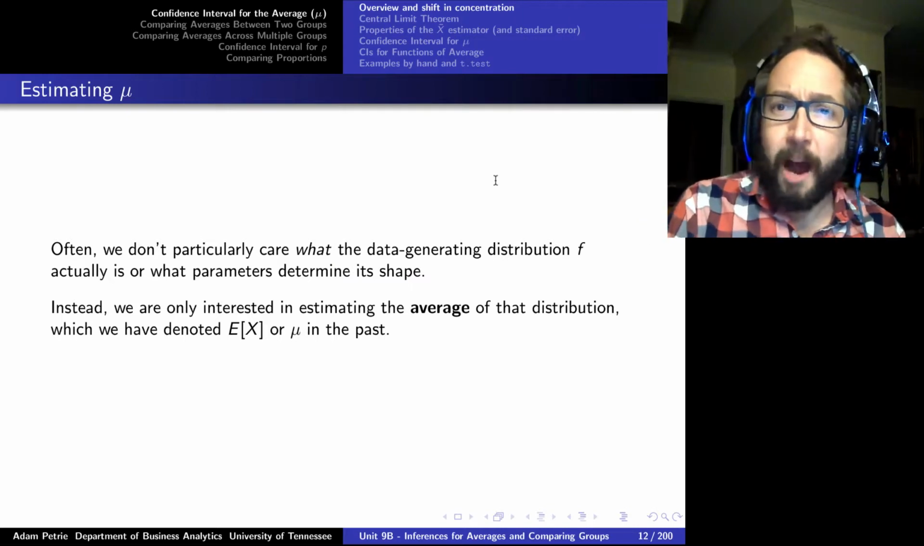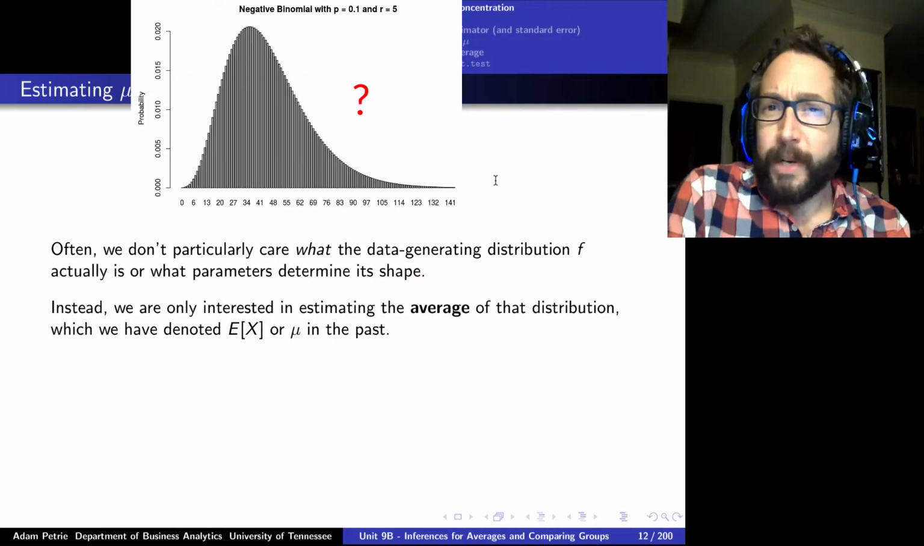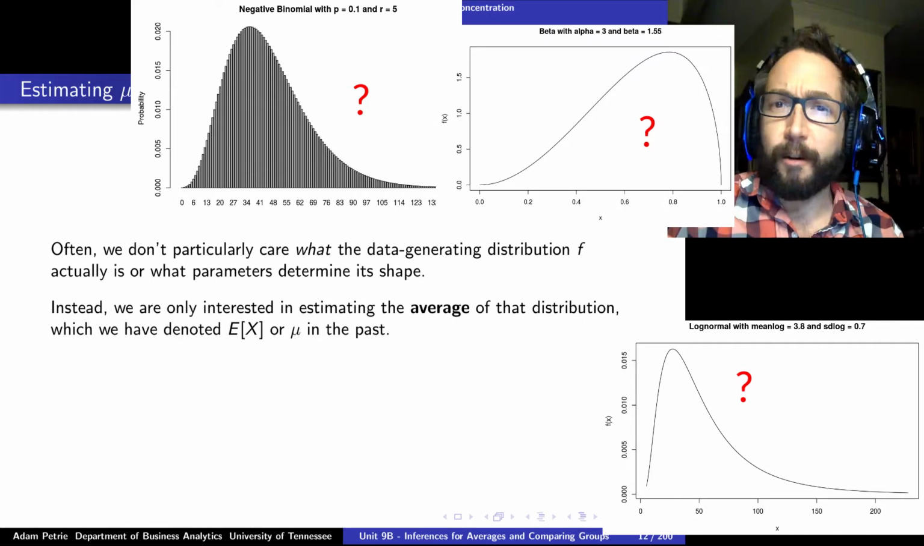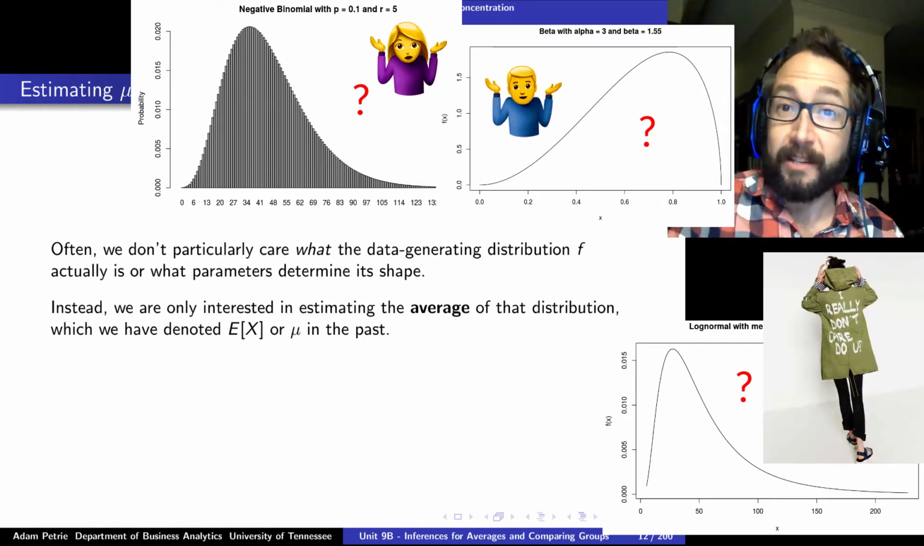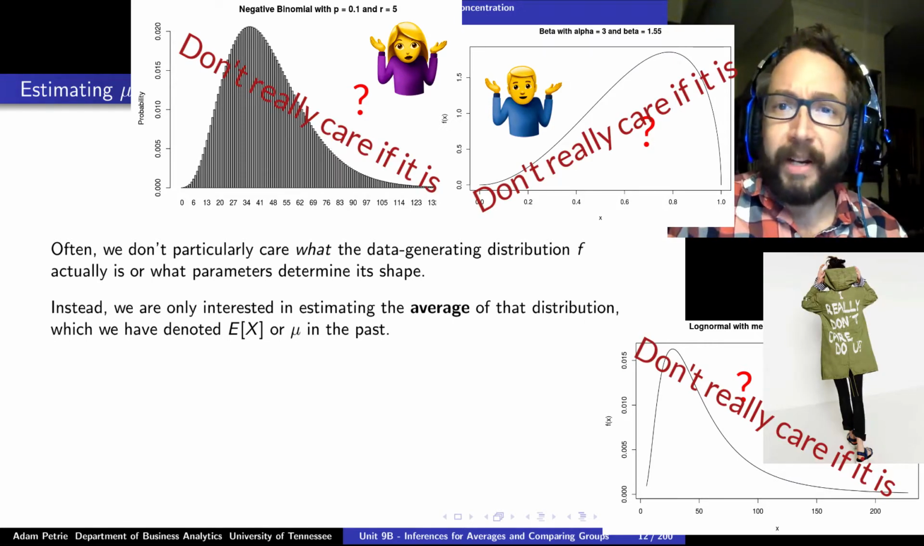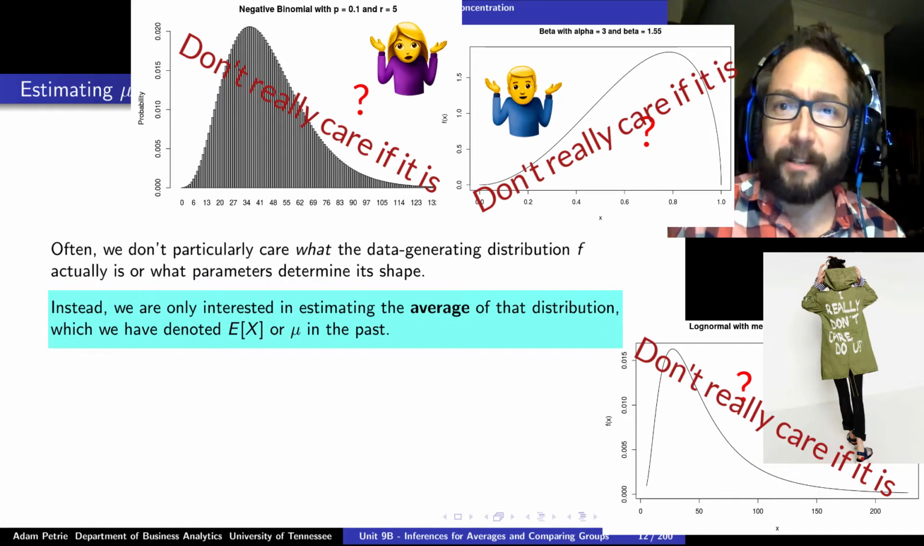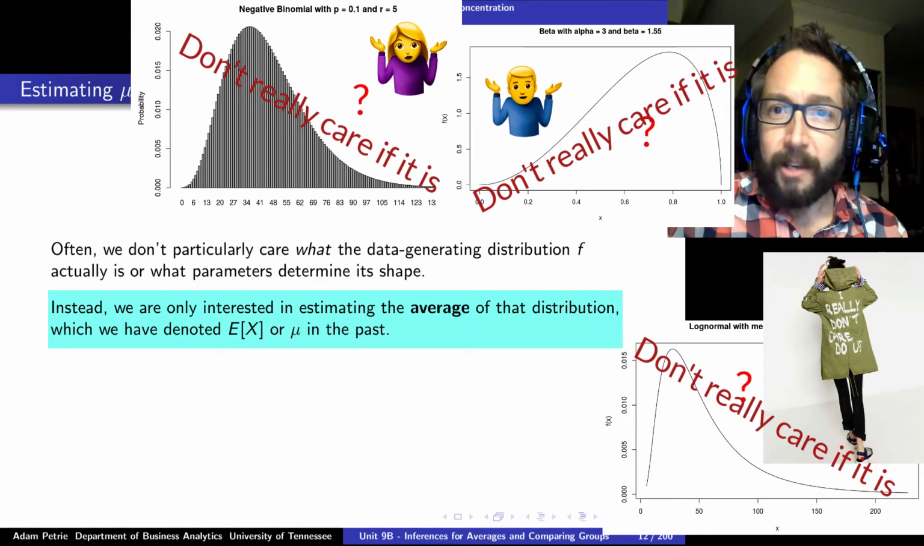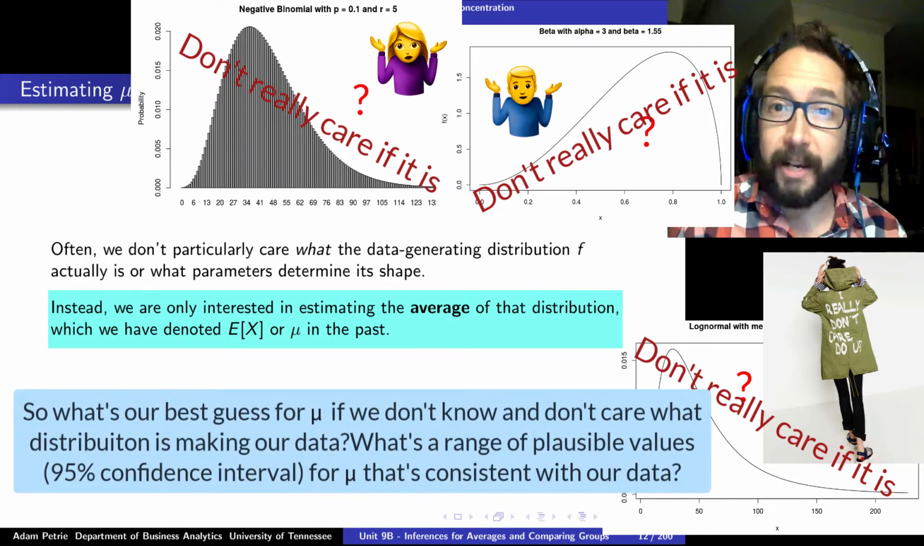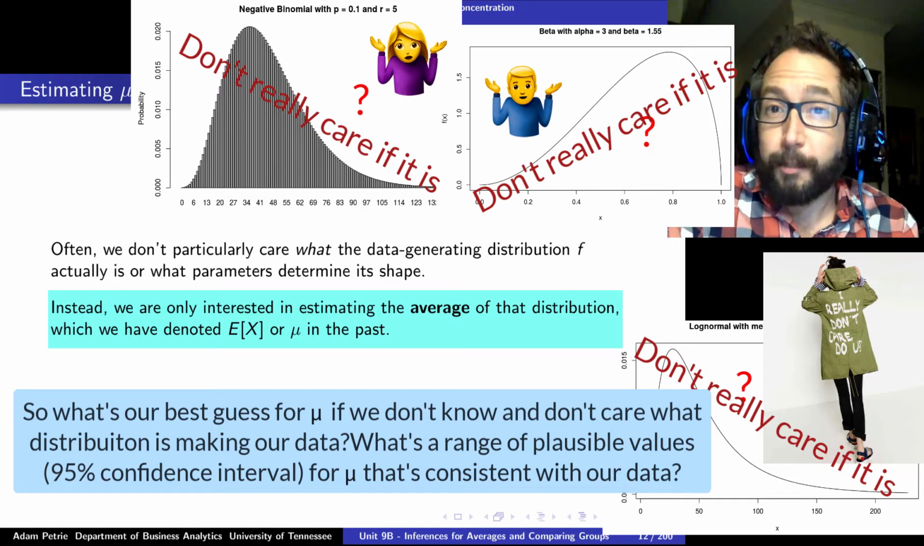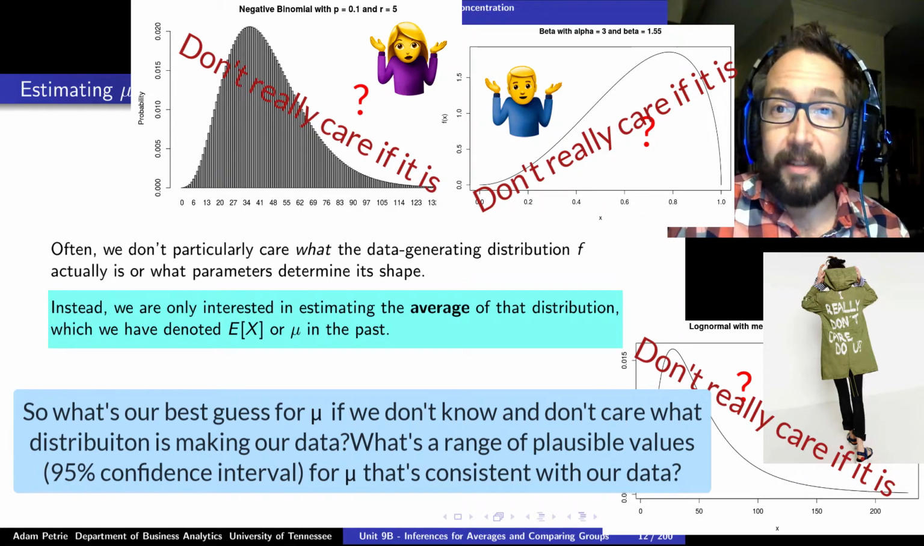And so this is a pretty common task in business analytics. We don't know and don't particularly care what the probability distribution is that's generating our data. We just want to estimate that mu parameter, the expected value or average value of that probability distribution. So how do we come up with the best guess, an idea of how far off our guess might be, and a range of plausible values for mu based on the data values that we've collected?